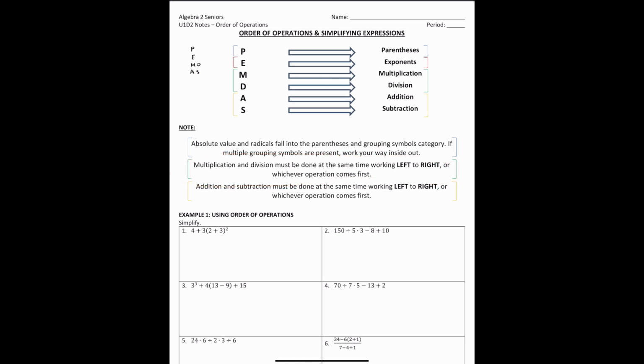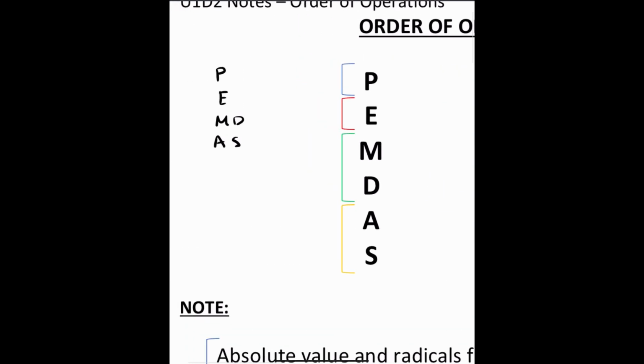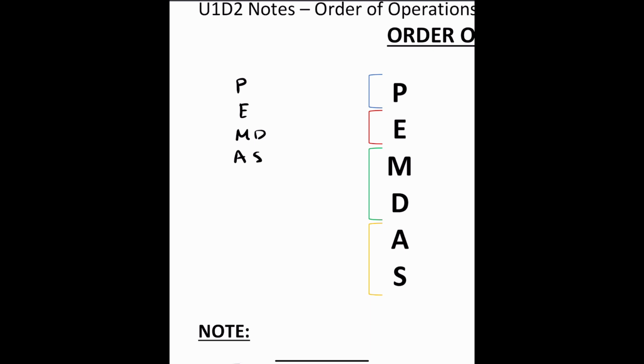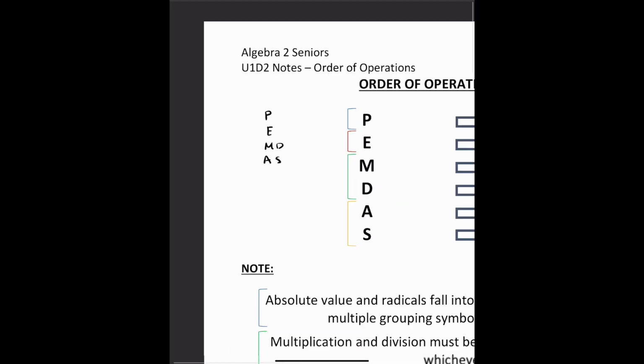And then the third thing is that addition and subtraction must be done at the same time, working left to right, or whichever operation comes first. So that's the same idea with multiplication and division, but with addition or subtraction, if addition appears on the left, that is what you're going to handle, and then you're going to proceed to subtraction. If subtraction appears on the left, that is what you're going to handle, and then you proceed to addition.